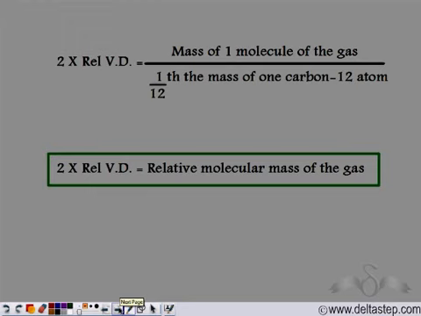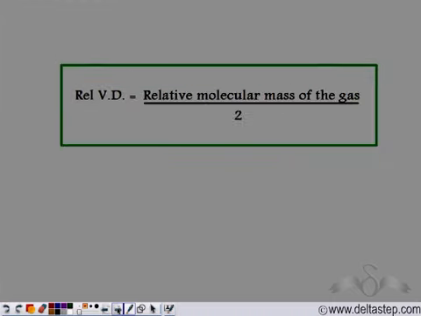So this is an important relation, that is 2 times the relative vapor density is equal to the relative molecular mass of any gas. And so from this we get the relative vapor density of any gas is equal to the relative molecular mass of the gas divided by 2. So to calculate the vapor density of the gas becomes easier. We can simply calculate the relative molecular mass of any gas. When we divide it by 2, we get the relative vapor density of any gas.